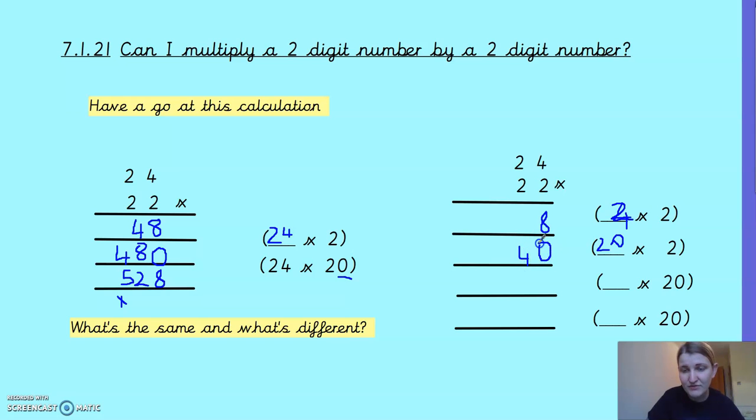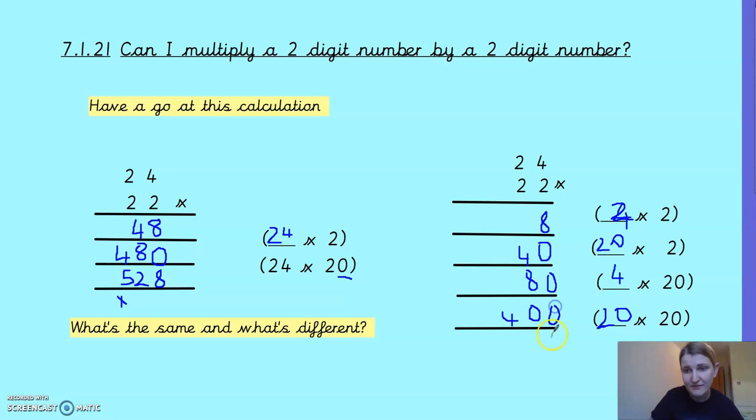Then we've got, so I've done the 2. Now I'm going to do the 20 times the 4. So 4 times 20, which will be 80. And then I've got the 20 times the 20, which will equal 400. And I should still get the same answer. I've just broken it down into more steps.